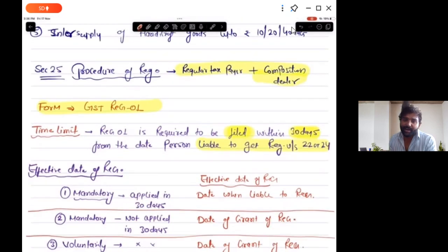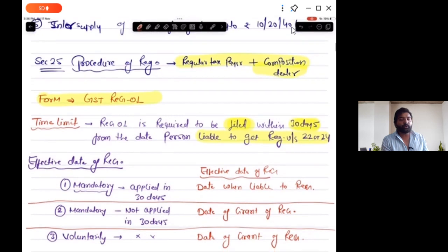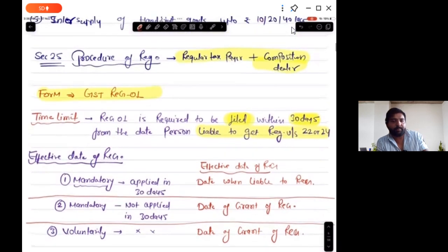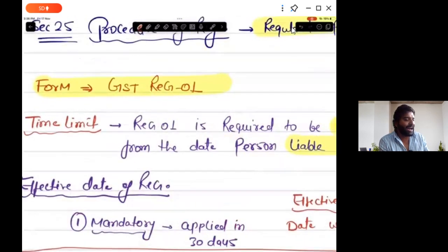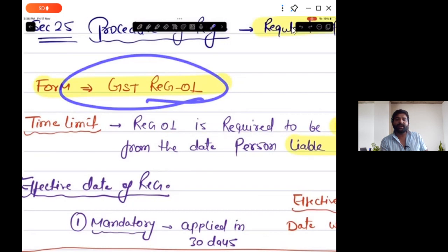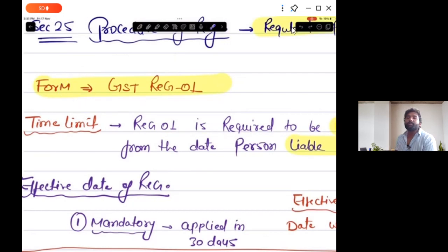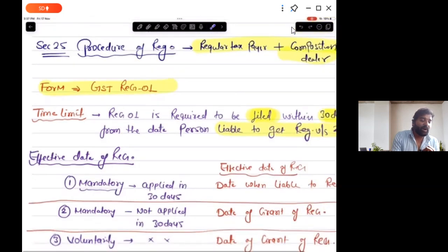Now, what is the procedure to get registered? So I got it, when I need to get registered and when I don't need to get registered. But now how to register and what is the procedure? The very first point is, sir, we need to file a form. And what is the form number? Form number is REG01. Yes, this is the name of the form that I need to file if I need to get registered under GST. What is the form number? REG01.